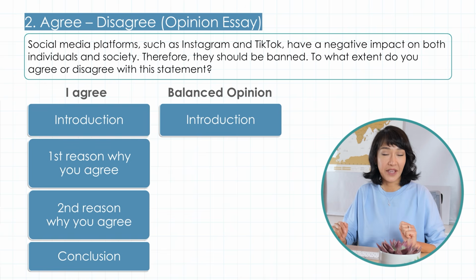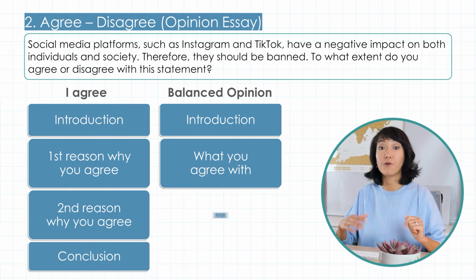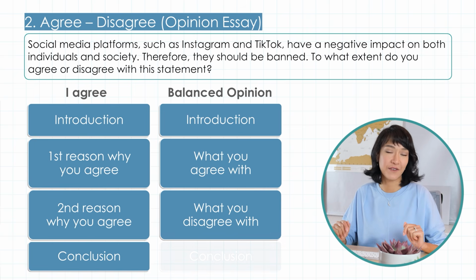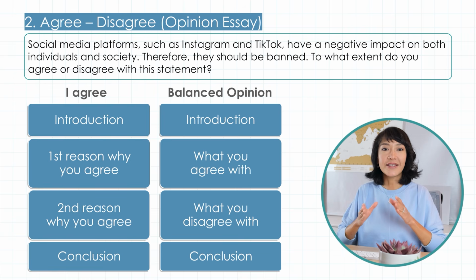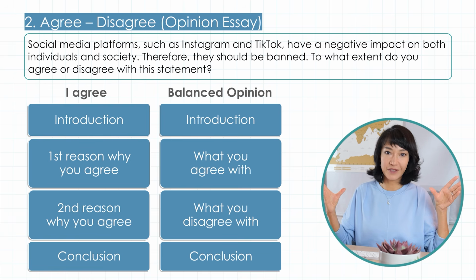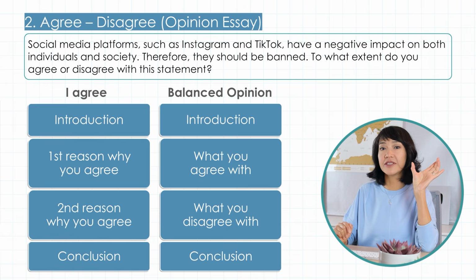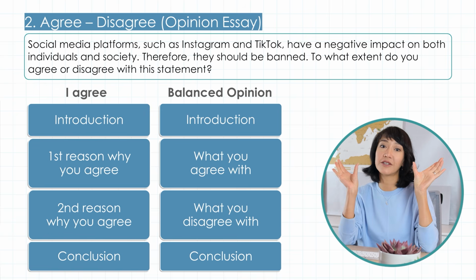If you have a balanced opinion, you may describe what you agree with in one paragraph and what you disagree with in the other. But be careful. You're not saying why you agree and why you disagree with the same statement, because that would make no sense. Rather, which part of the statement you agree with and which part you disagree with. For example, "I agree that social media can impact us negatively, but only if used too much. So it should be regulated rather than simply banned."